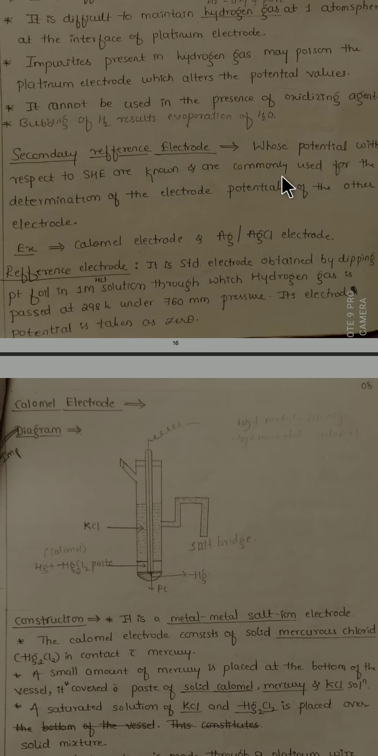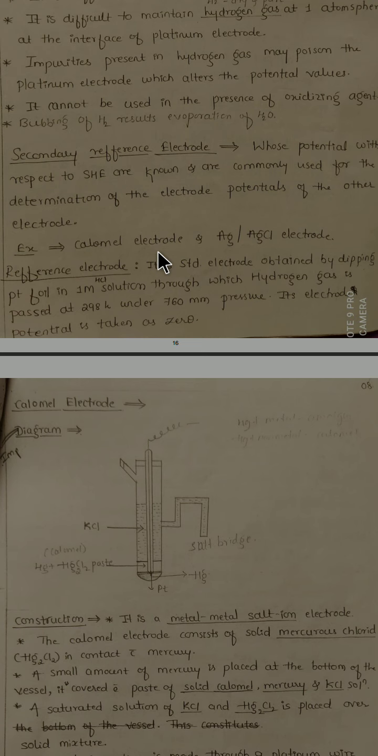These are commonly used for the determination of the electrode potential of other electrodes, as I mentioned earlier. In the secondary reference electrode you have some fixed value of potential, not 0; you can have any value other than 0. That is the secondary reference electrode. Examples are the calomel electrode and the silver chloride electrode.